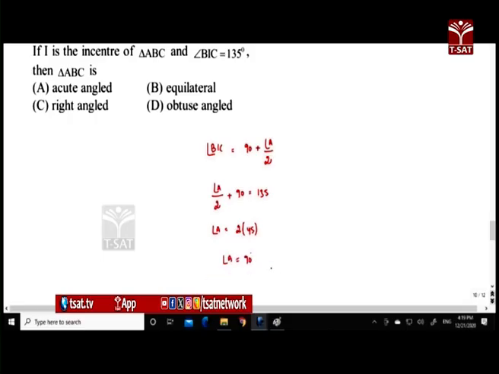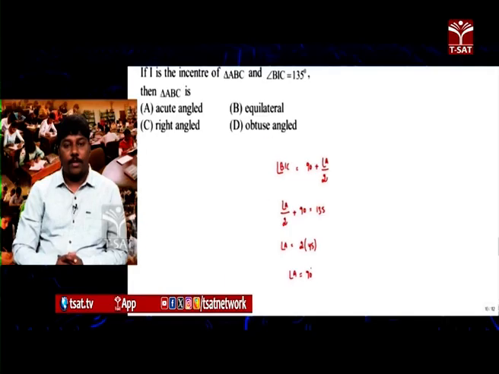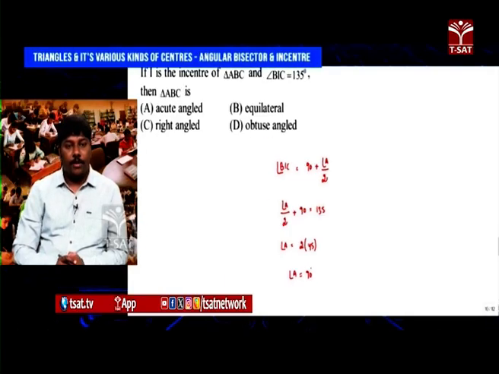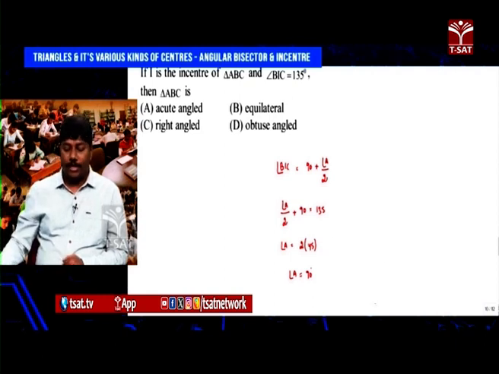So, if angle A is equal to 90 degrees, we call it a right angle triangle. Suppose if angle A is greater than 90, then we say the triangle is an obtuse angle triangle. So, we can't say anything about equilateral triangles by using this property. Look at the next one.